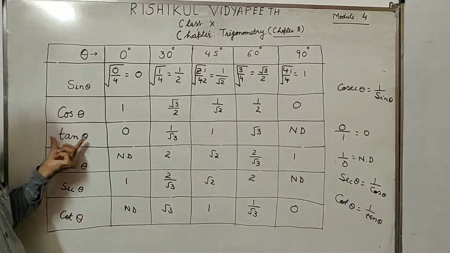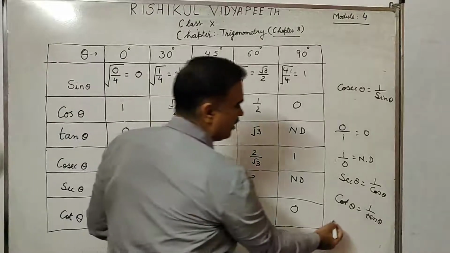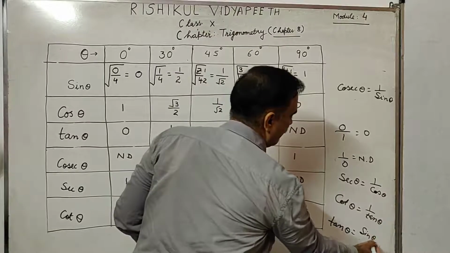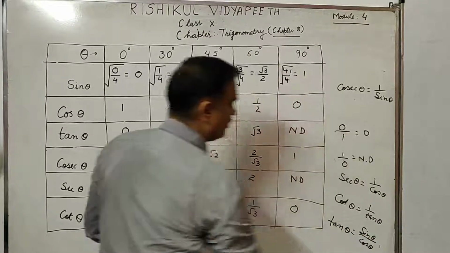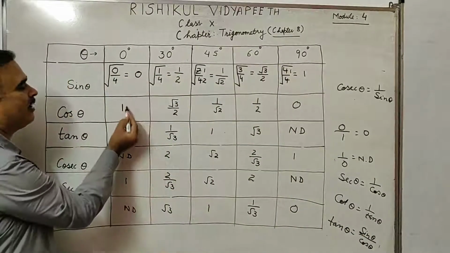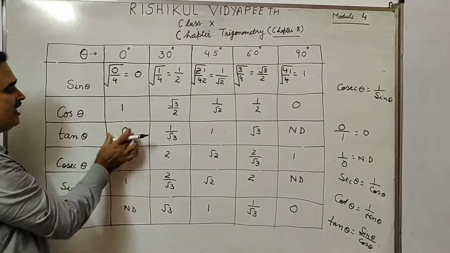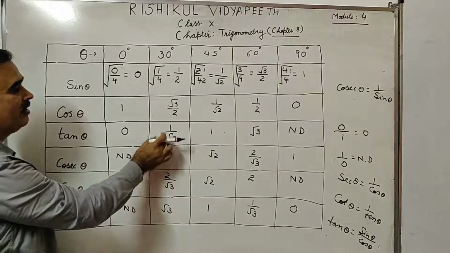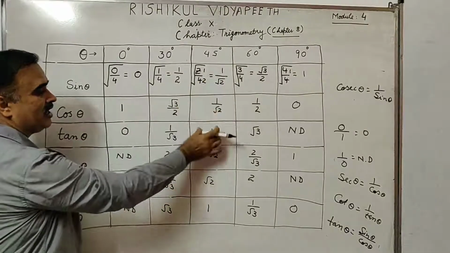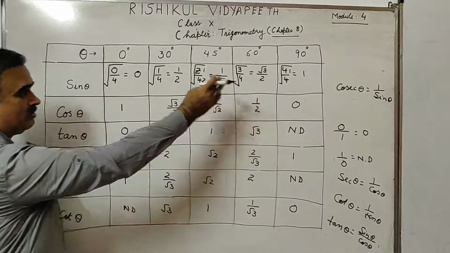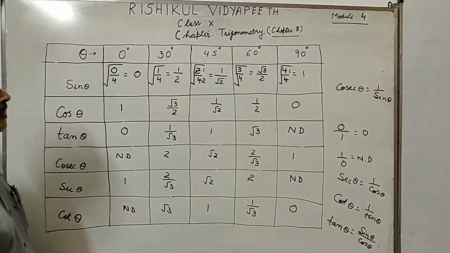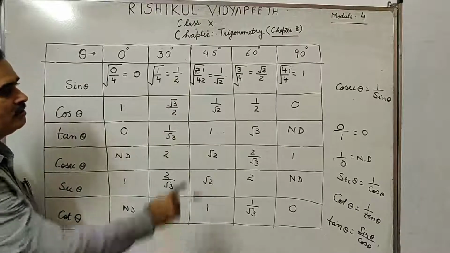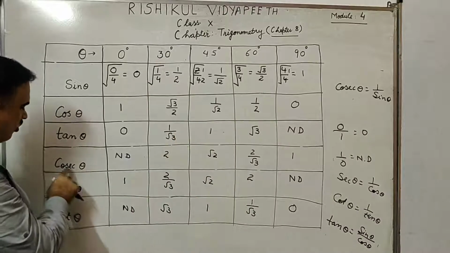Tan theta, you all know, tan theta is sin theta upon cos theta. If we divide the sine value by the cos value, we get the value of tan theta. 0 divided by 1, we get 0. 1 by 2 divided by root 3 by 2, we get 1 by root 3. Then 1, then root 3, and not defined, because 1 is divided by 0. I told you, if you divide any number by 0, then it is not defined. We are not able to do it.